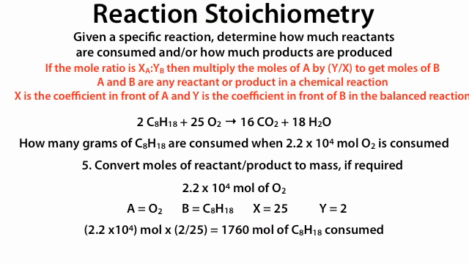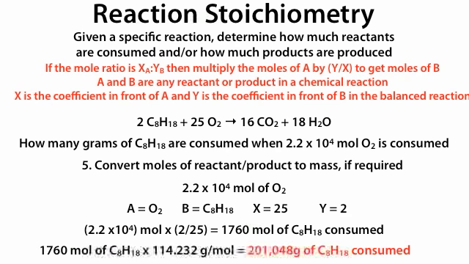Step 5. Convert moles of reactant or product to mass if required. Since the question asks for grams of C8H18 and we have 1760 moles of C8H18, we must convert 1760 moles of C8H18 to grams. We do this by multiplying 1760 moles of C8H18 by 114.232 grams per mole, which is the calculated molar mass of C8H18, to get 201,048 grams of C8H18 consumed.